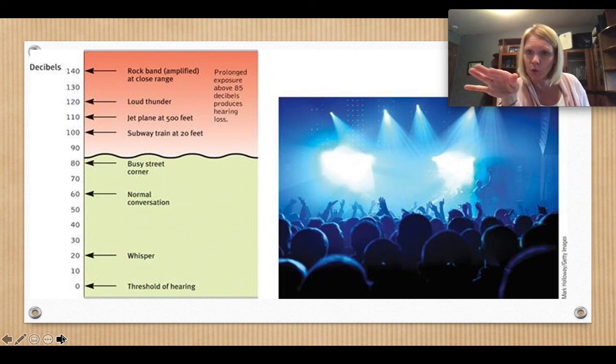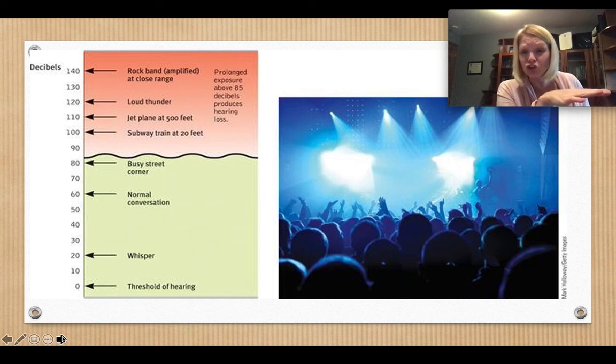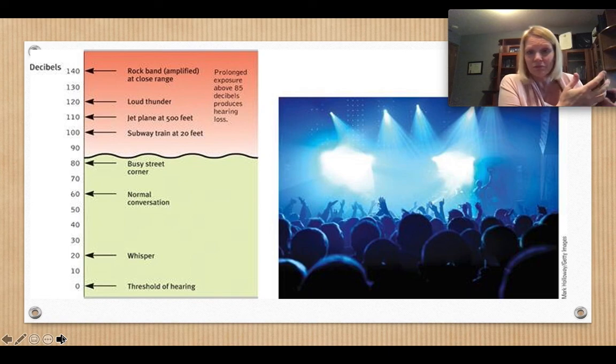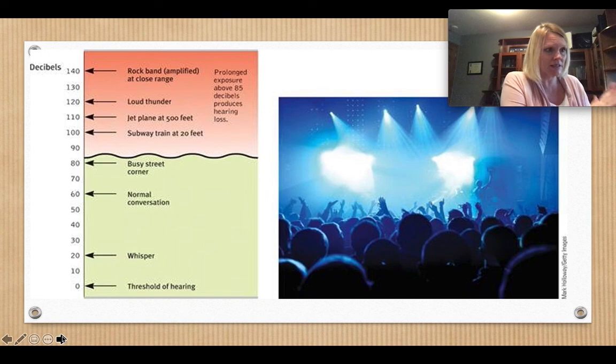Once those hair fibers in the cochlea are really smashed down, there's not a lot that we can do to bring them back. There are some things we can do to help them, but once your hearing is gone, you don't really get it back. You can't really repair and go back. And so you might never rebound from the hearing loss that you've experienced.